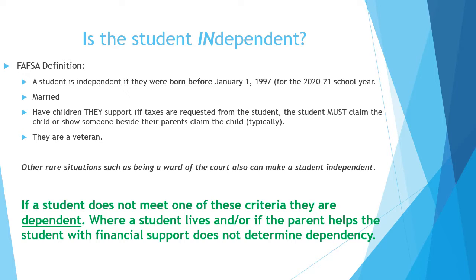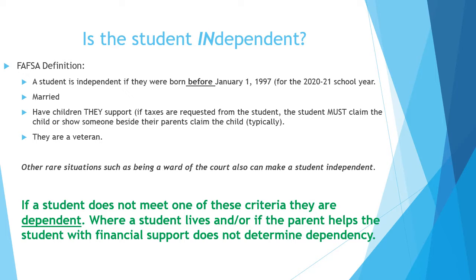Now there are other factors. If a student is married, they're considered an independent student. If the student has a child or a dependent that they provide the majority of support for, so more than 50% of the support, that can make them an independent student. If they're a veteran, that can also make them an independent student. And there are some other situations, like if the student was considered a ward of the court, or if a student's considered an orphan, that can make them an independent student as well.